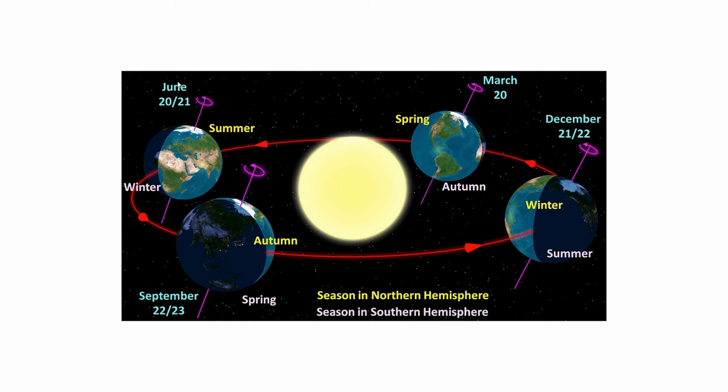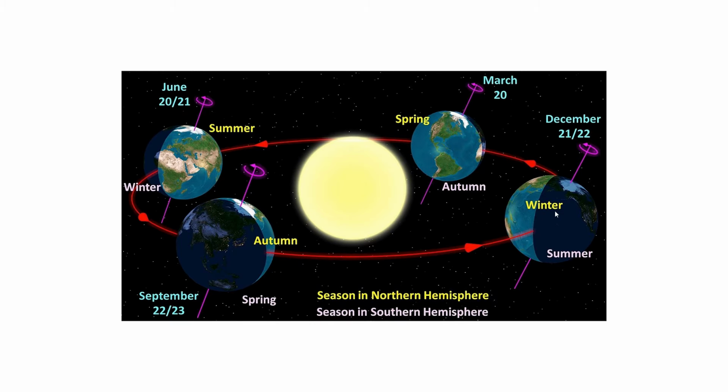Can you see over here in June, in summer, where the purple line coming out of the North Pole is facing towards the Sun? This part of the year, from spring to autumn, is where the northern hemisphere gets the most sun. See how the sun doesn't shine on the South Pole at all?